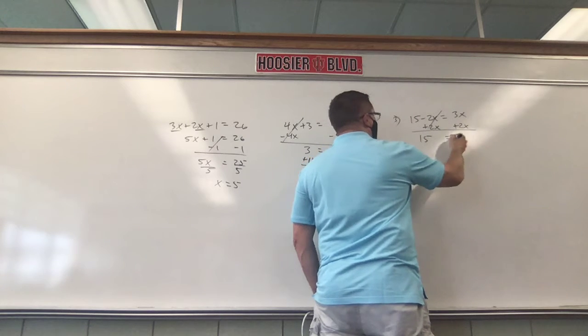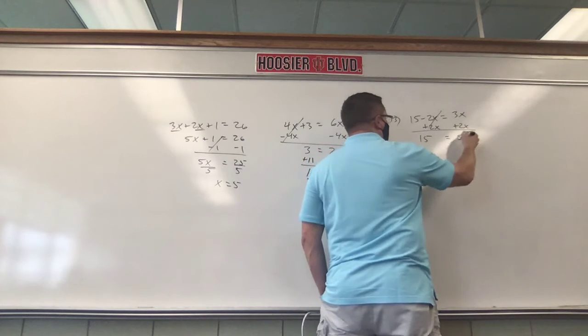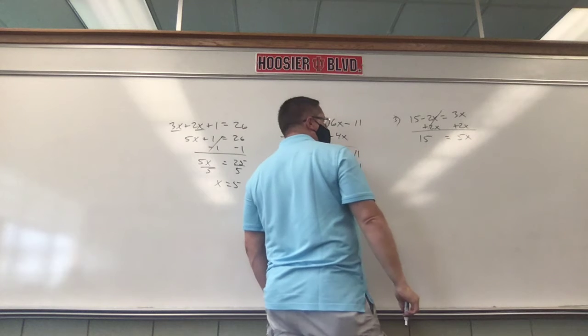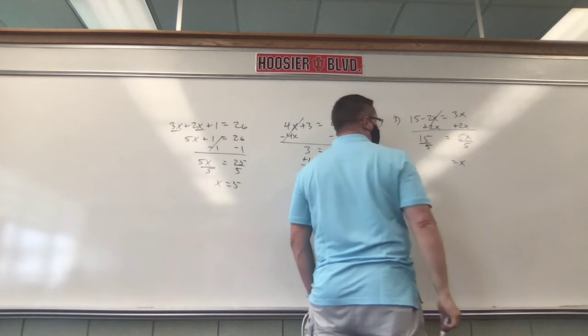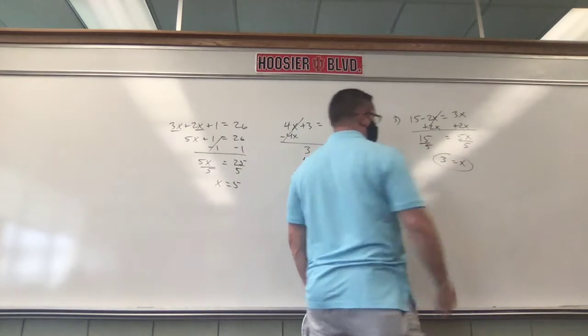We're left with 15 equals 3x plus 2x, which is 5x. Now we have one more thing to do. Divide by 5. We do that, we have x equals 15 divided by 5, which is 3.